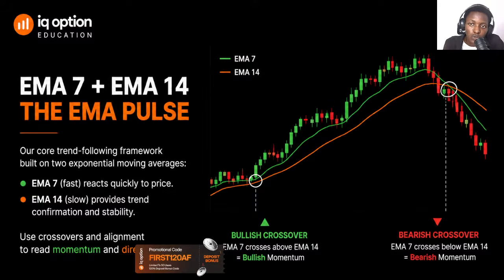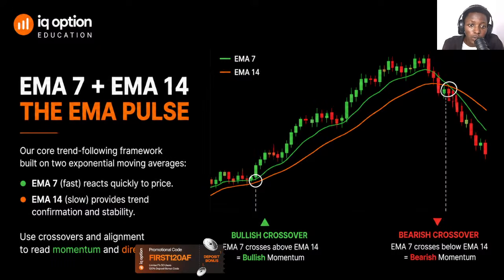The bullish crossover is when the 7 moving average crosses above the 14 moving average, and the bullish momentum is indicating that the market will start going in an upward direction, and the bearish one is indicating that the market is going to go in a downward direction. So that's why we have them.